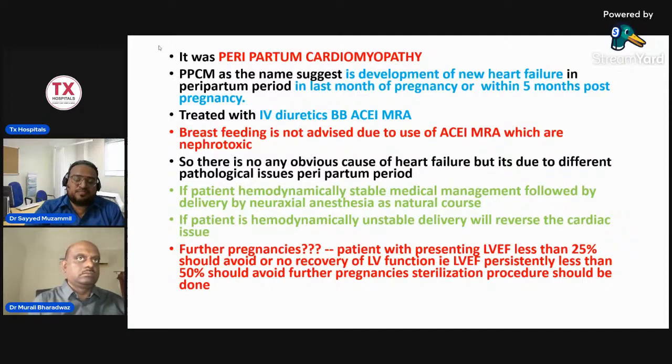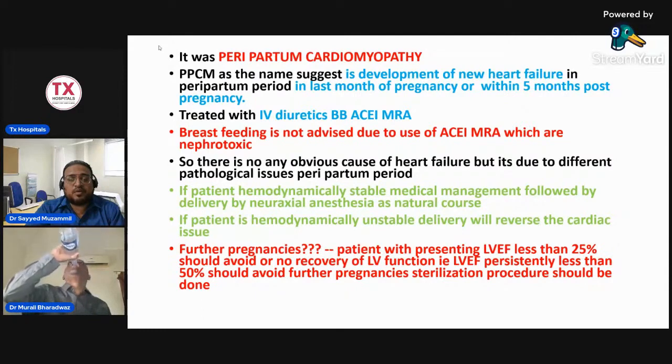So this is a complex situation where, due to multiple issues, the pregnant lady can develop heart failure without any other reason of heart failure, and this can also prove fatal. Many ladies die during parturition due to this undiagnosed problem of postpartum cardiomyopathy.